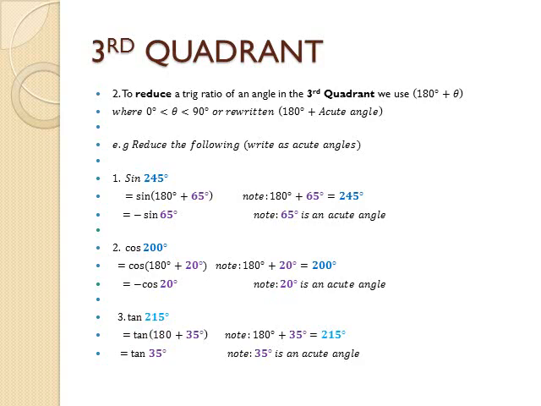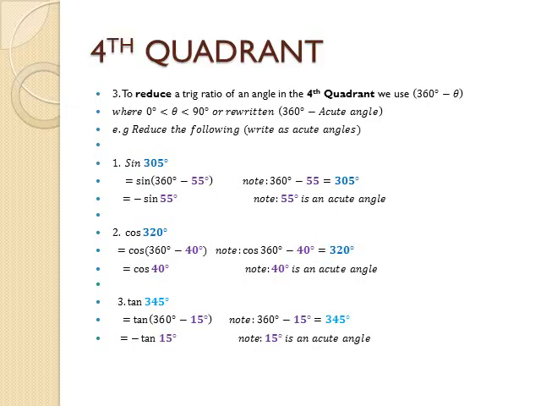Right, next one, when we're looking at the fourth quadrant. In the fourth quadrant, to reduce the trig ratio, remember now we're working from 270 to 360. We will use 360 minus the acute angle. So 305 is bigger than 270, less than 360. So that becomes 360 minus 55 to give me 305. But in the fourth quadrant, sine is negative, so that becomes negative sine 55.